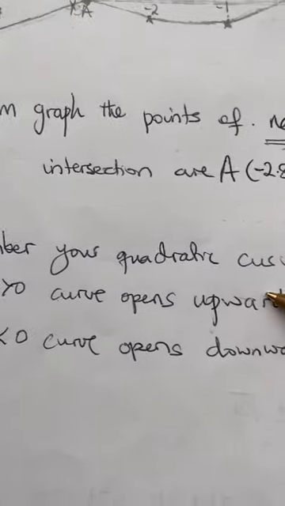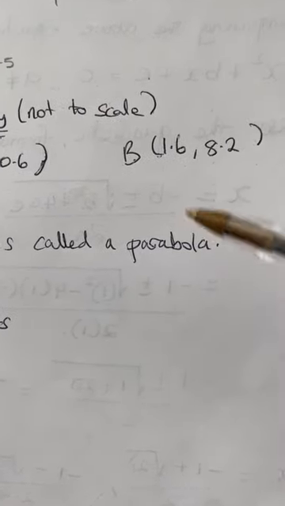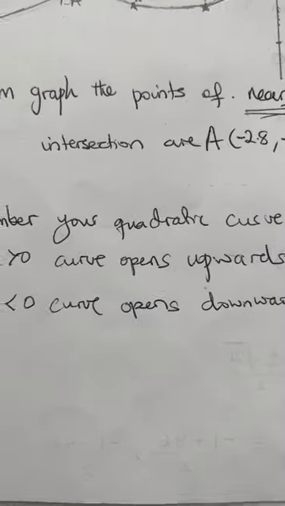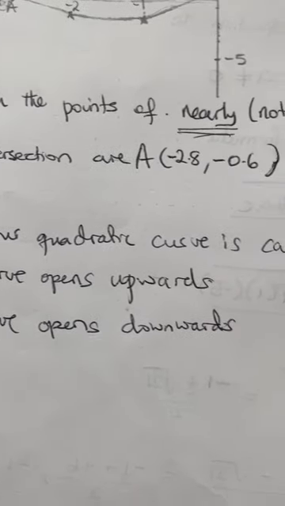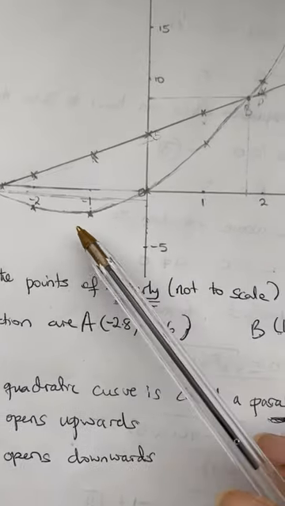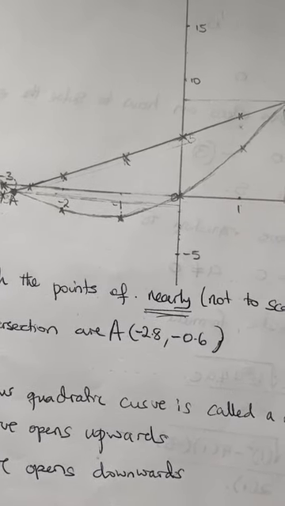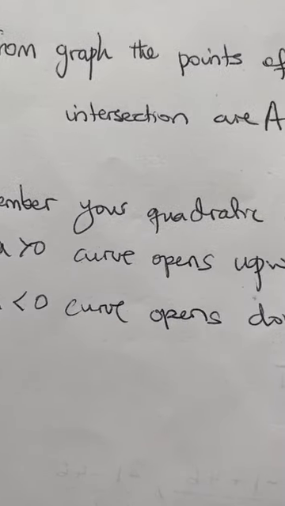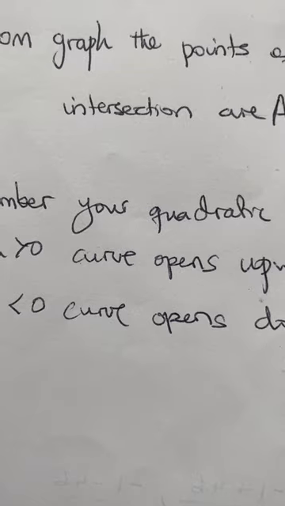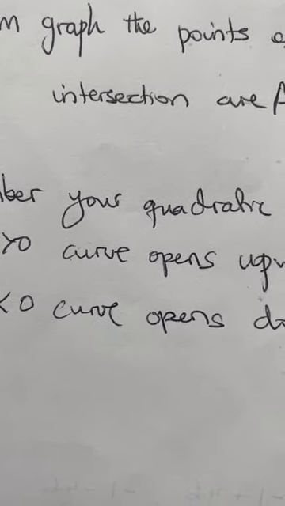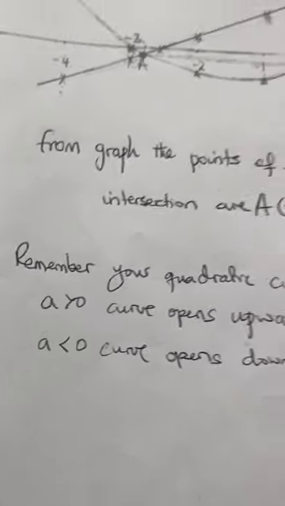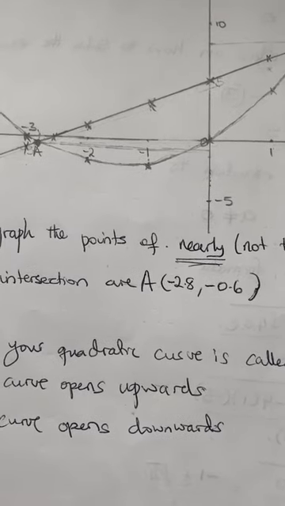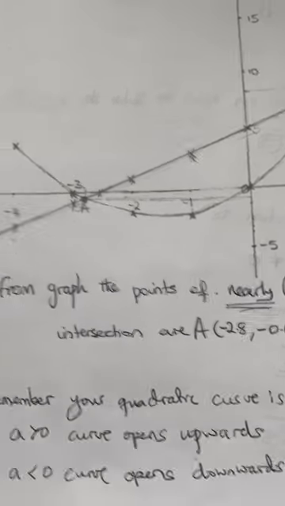Now, remember, your quadratic curve is called a parabola. That word here. When a is greater than 0, like what we've done, the curve will open upwards. And then when a is less than 0, like you have 5 minus x squared, the curve is going to go downward. Tomorrow I'll break down 2 graphs and we'll have a look at it.